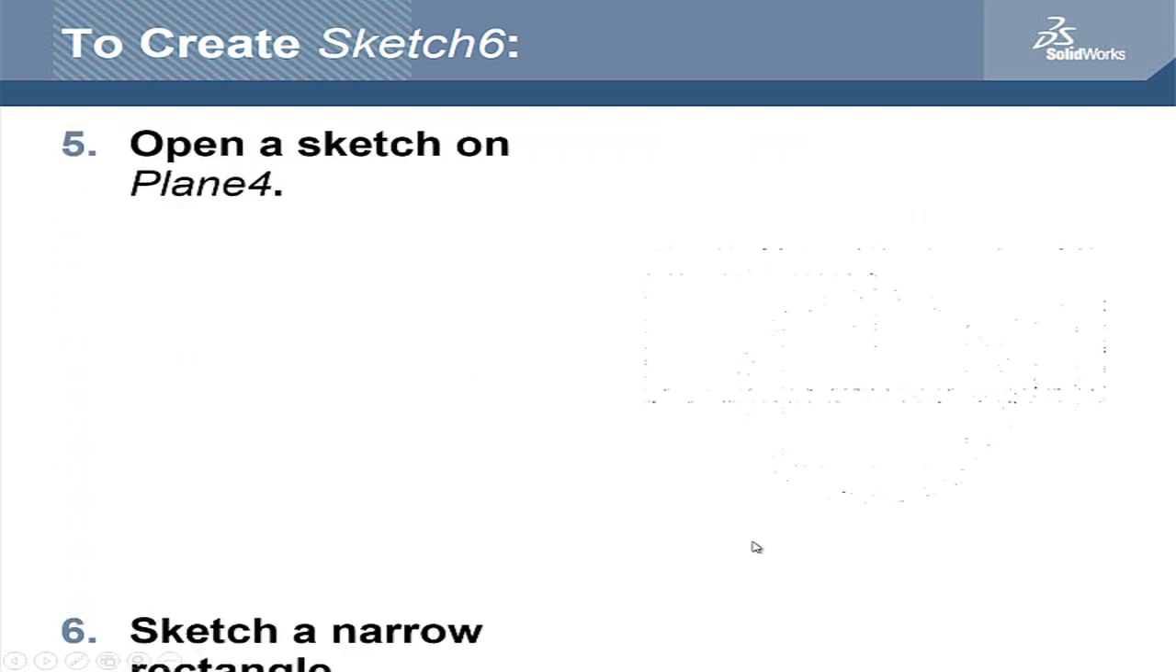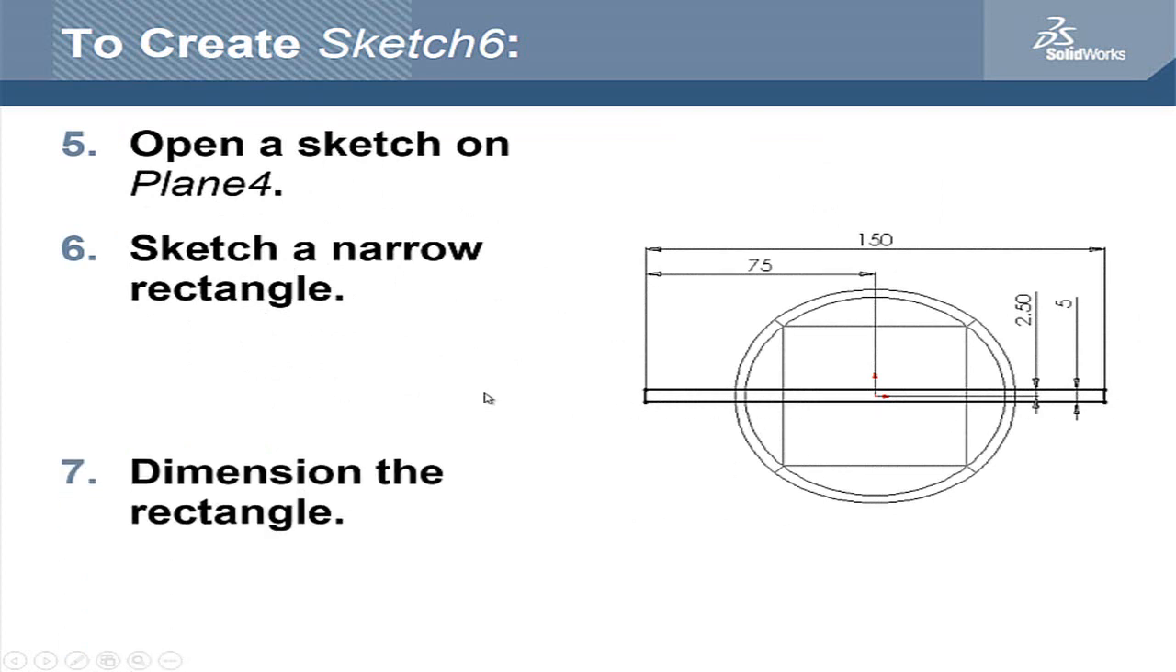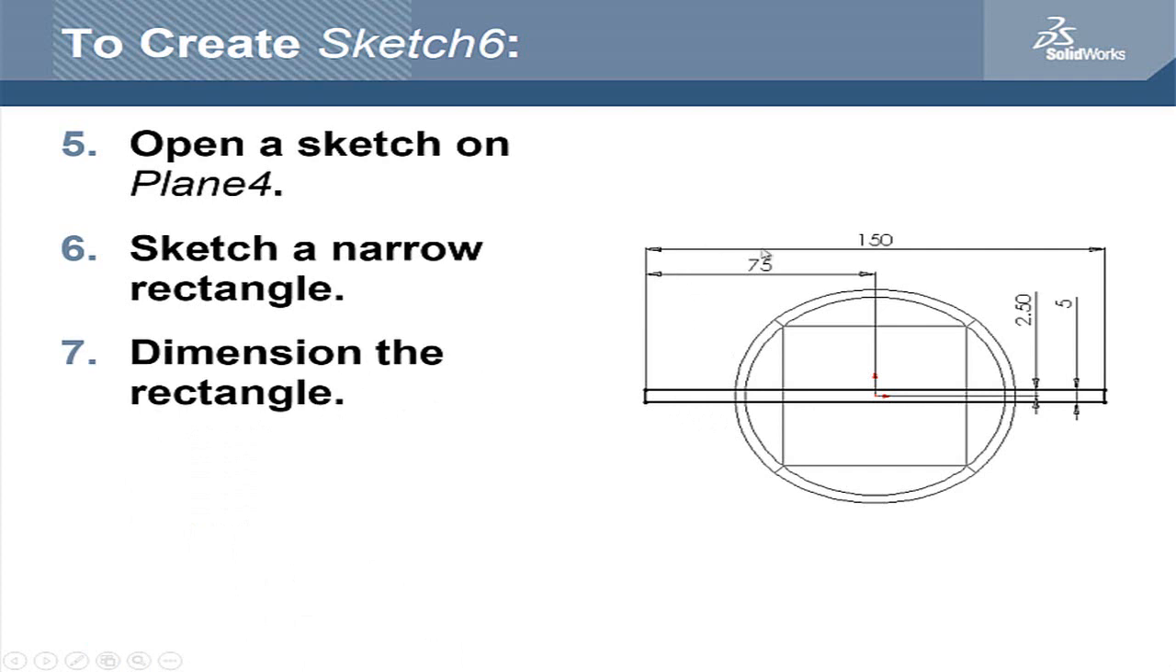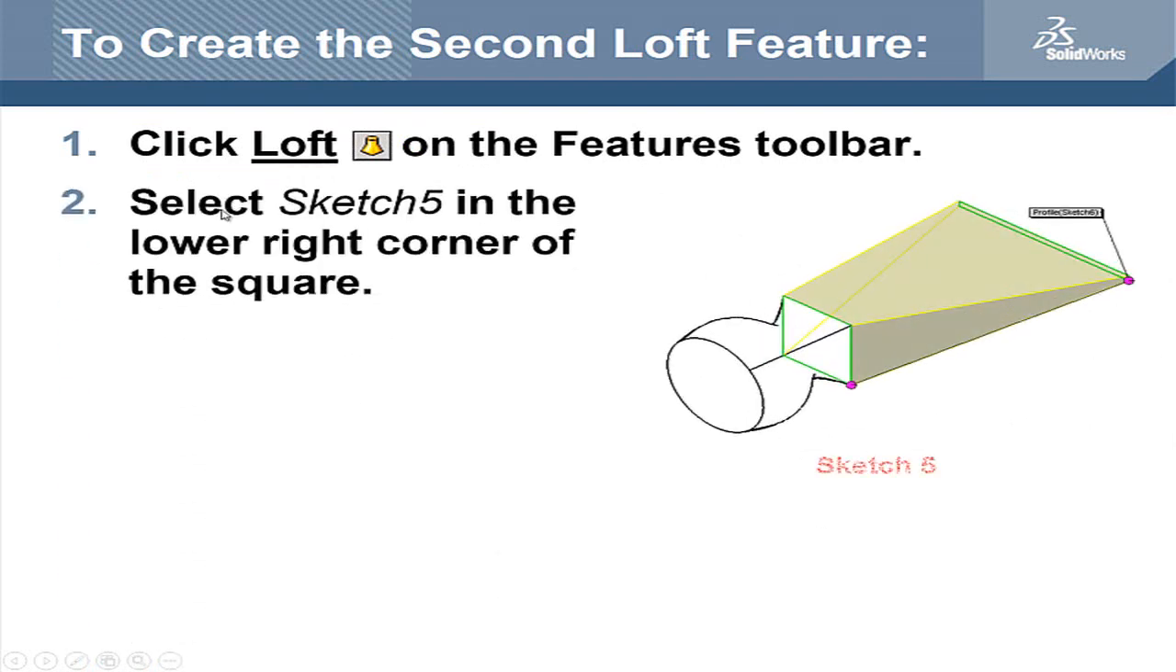Open a sketch on plane 4. Sketch a narrow rectangle. Dimension the rectangle, so that's 150 across and a height of 5. And then exit sketch. Click the Loft on the Features toolbar.